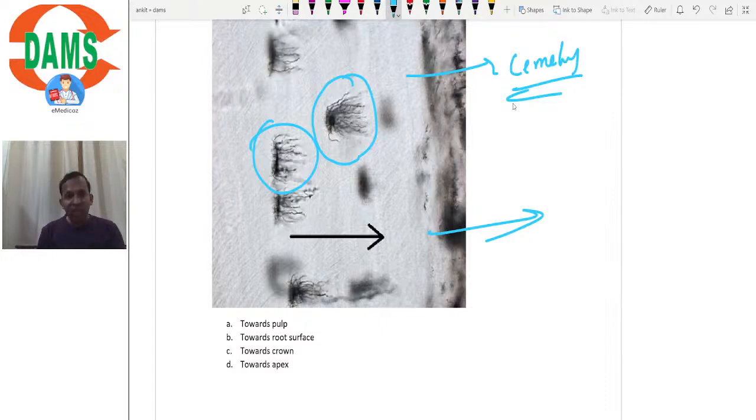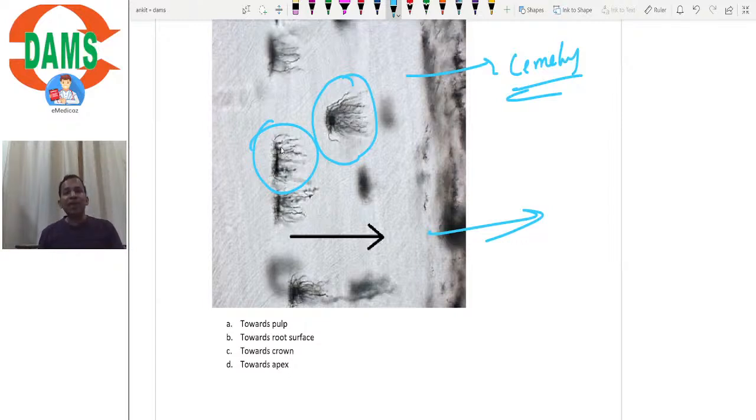And which cell is associated with cementum? Cementoblasts or cementocytes. If it is forming cementum, then cementoblast. And if it is the cells that are trapped within the cementum, that has to be cementocytes. We studied in class that cementocytes are trapped in the lacunae within the cementum, isn't it? And they give out processes towards the periodontal ligament surface. Why? Because those blood vessels are very close to these trapped cementocytes, isn't it?